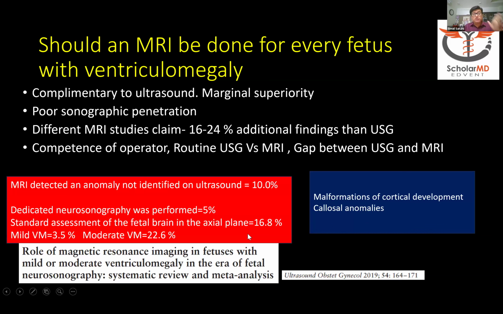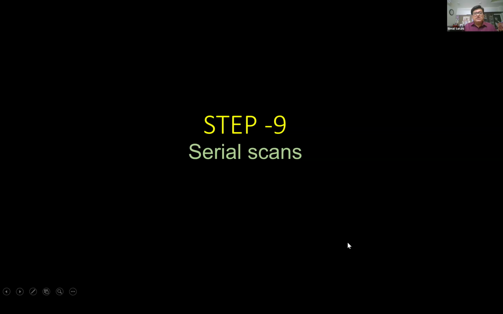Hence, MRI should be in your scheme of things, especially if you're not finding any cause here, and you find a little progression happening in the size of the lateral ventricles. Definitely an MRI is indicated, and the commonest additional abnormalities that you find are malformations of cortical development and callosal anomalies. Step 9 is serial scans.